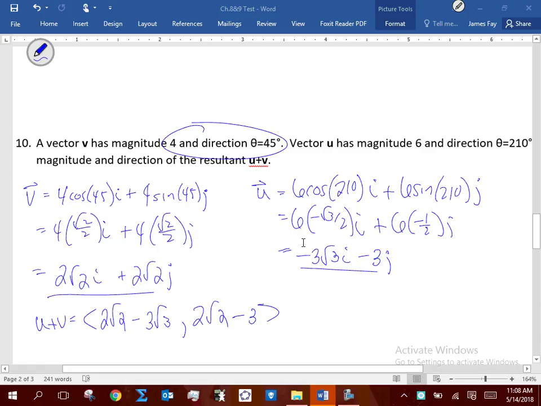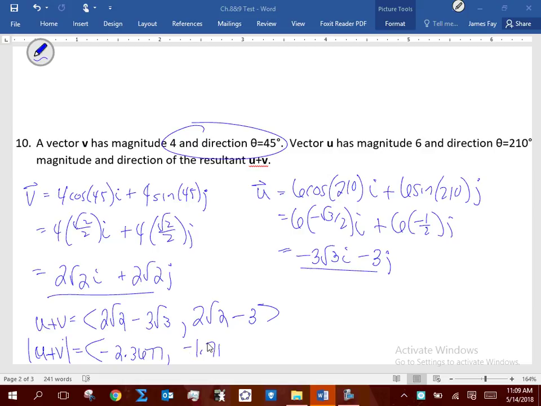Now I asked for the magnitude. So the magnitude, remember, of u plus v is going to be this number squared plus that number squared, and you take the square root of that. Because this right here, I'm going to put this as a decimal just to explain it a little bit better. It's negative 2.3677, and this one turns into negative 0.1716.